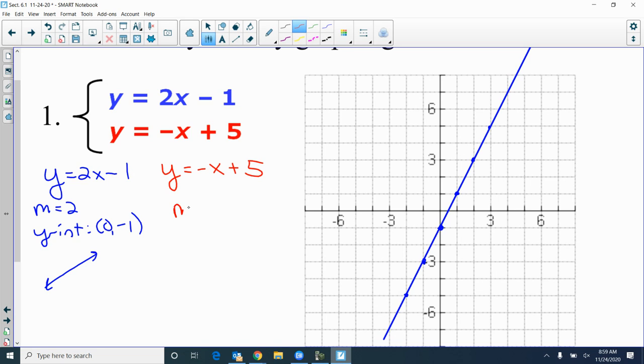Negative 1 and then 5. Okay, negative 1, or negative 1 over 1. And my b value, which is my y-intercept, is 5. So I go to 5 and put a dot. Negative slope means it goes downhill. I go down 1 over 1, down 1 over 1. We want to see if these lines hit. And even when they hit, go a couple past it just so we can graph it.